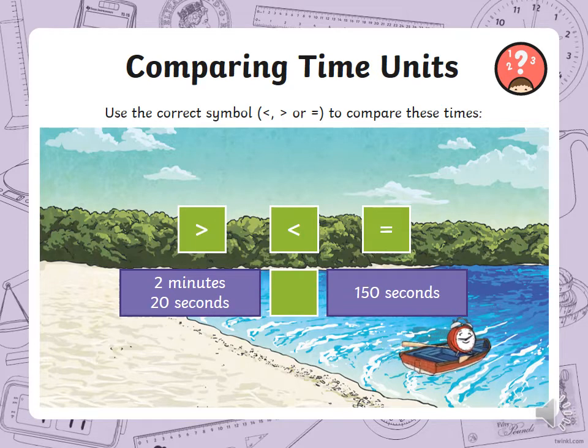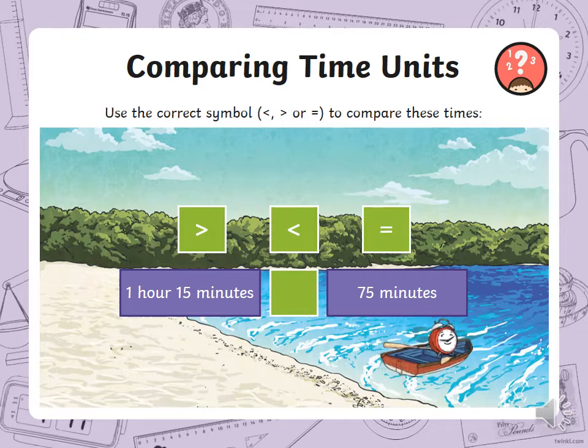2 minutes 20 seconds is greater than, less than, or equal to 150 seconds. So what I want you to do is pause the video and work it out, and then I will show you the answer. So 150 seconds is greater than 2 minutes 20 seconds. 2 minutes 20 seconds is 60 plus 60 plus 20, which is 140. Now let's look at the next question.